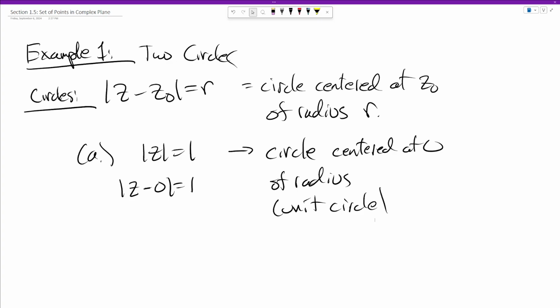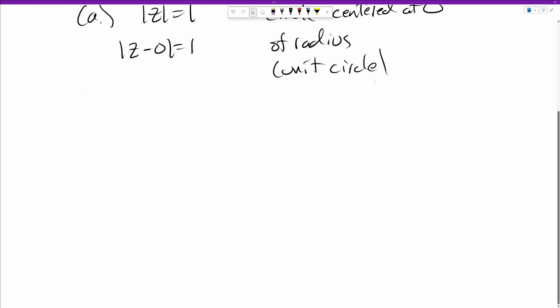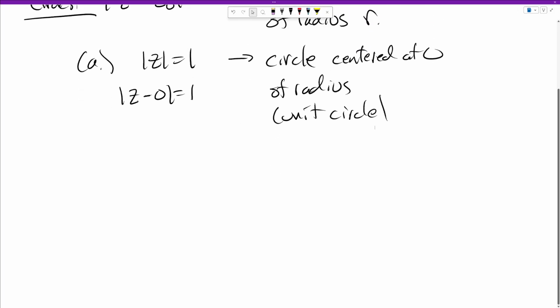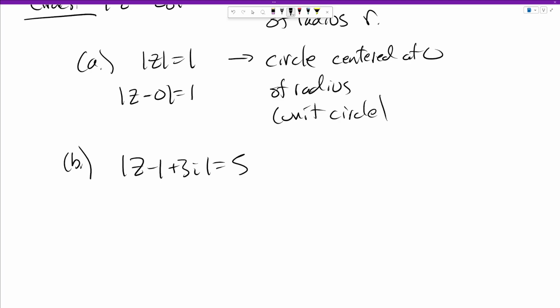And that's what we call the unit circle. Great. So let's look at a slightly different example. If we were to look at this expression, this also describes a circle. So that's the modulus of z minus 1 plus 3i is 5. And the question is, well, what are the center and the radius?